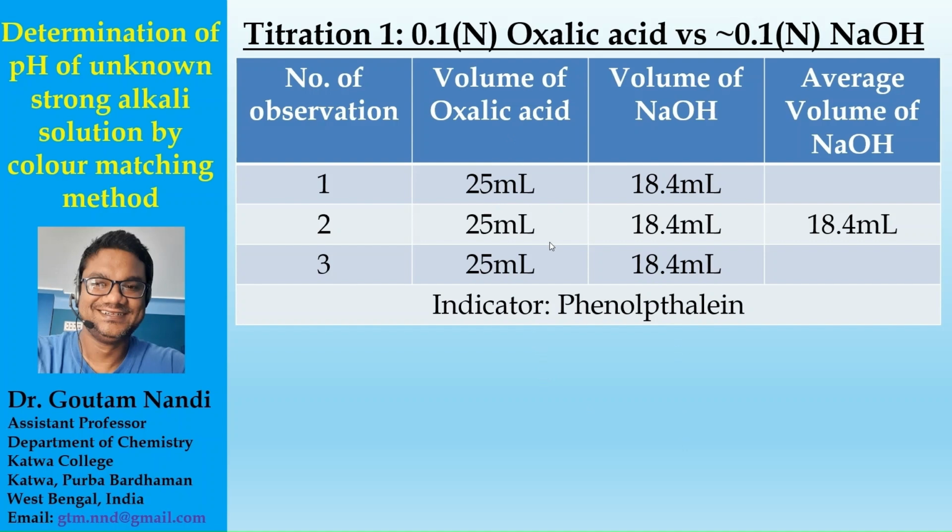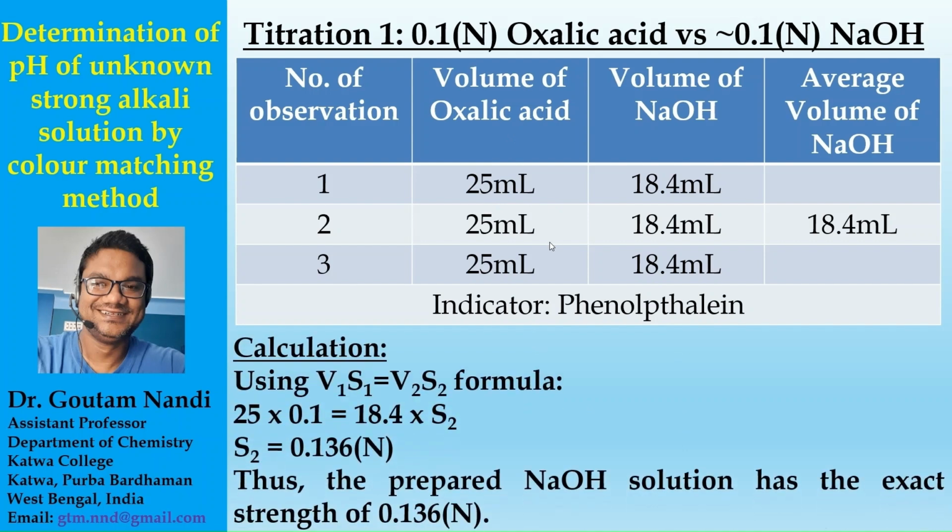So if we do the calculation using the V1S1 equal to V2S2 formula, we will get that the strength of the prepared sodium hydroxide solution is 0.136 normal. So we were trying to prepare about 0.1 normal, but the exact concentration of the sodium hydroxide solution is 0.136 normal. Now from this solution, we will prepare the exact 0.1 normal sodium hydroxide solution by dilution.